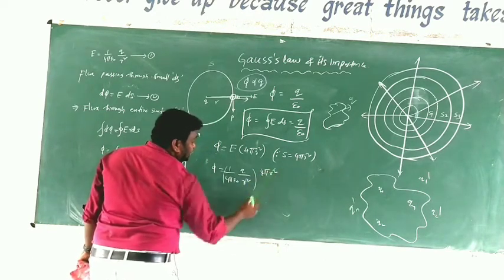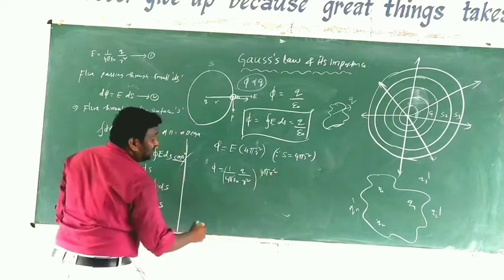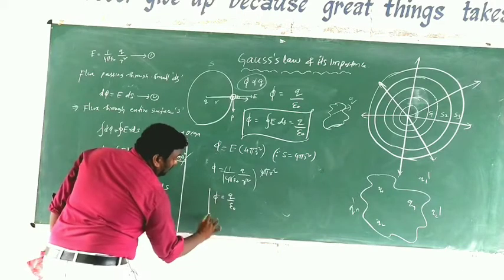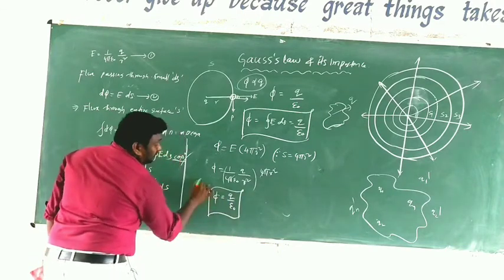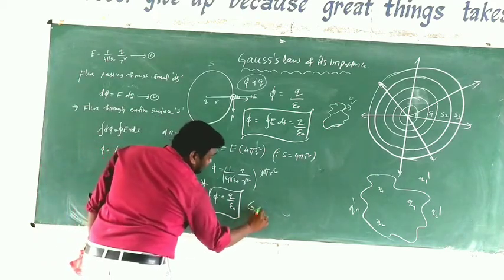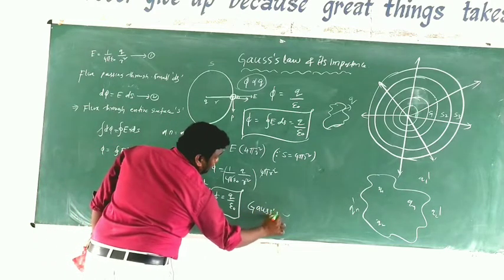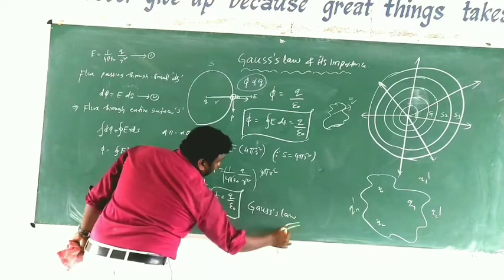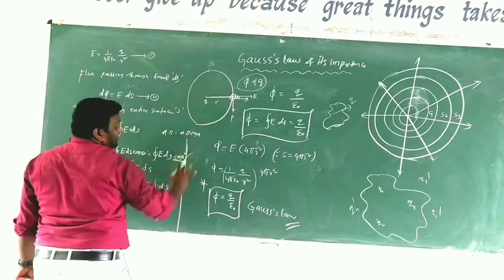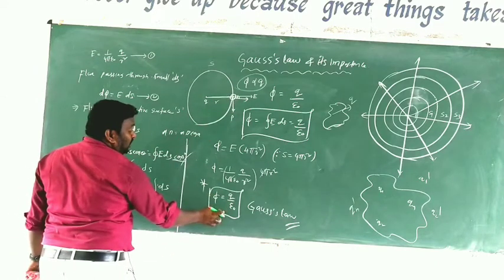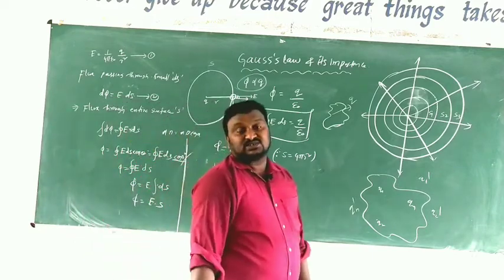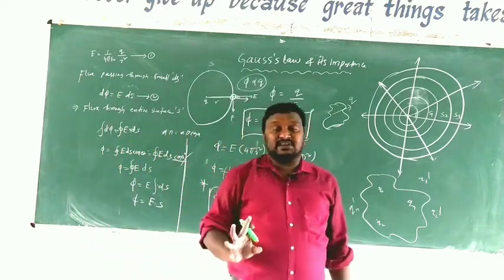r square cancels, 4 pi cancels, then what you have is phi equals q by epsilon naught. Yes, this is nothing but Gauss's law. The amount of flux passing through a closed surface is 1 by epsilon naught times the net charge of the closed surface. This is the simple explanation of Gauss's law.